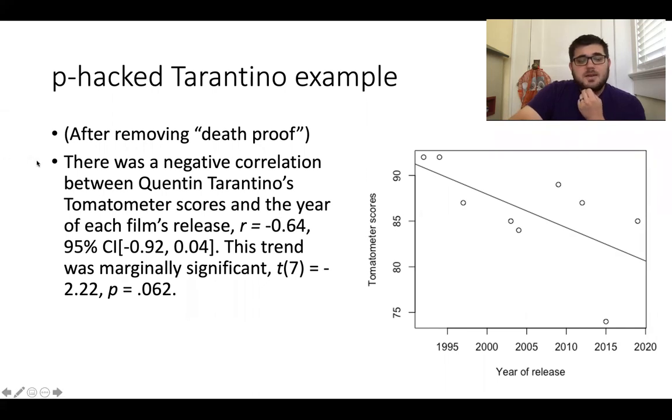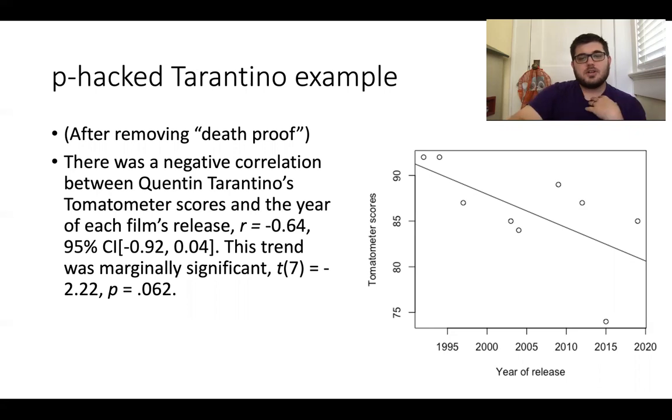Suffice it to say, people want their p-values to be low, because if you get p less than 0.05, that interests more people. It seems like a more interesting thing. You might get your research published if p is less than 0.05. So people do sneaky things sometimes to try and get that p-value as low as they can. One of the things you can do is question which data points should be allowed in the data set and which ones shouldn't be.